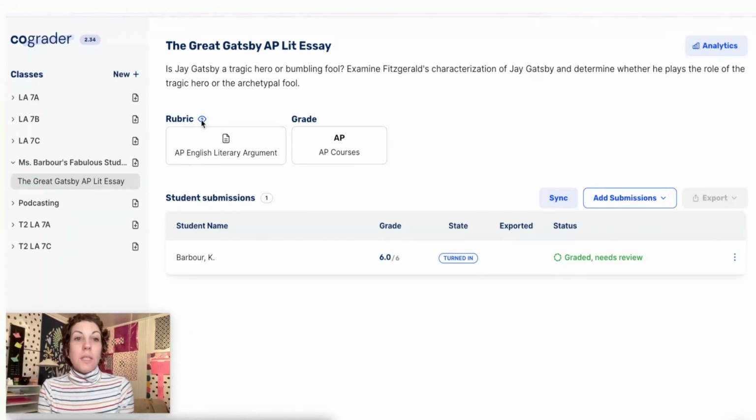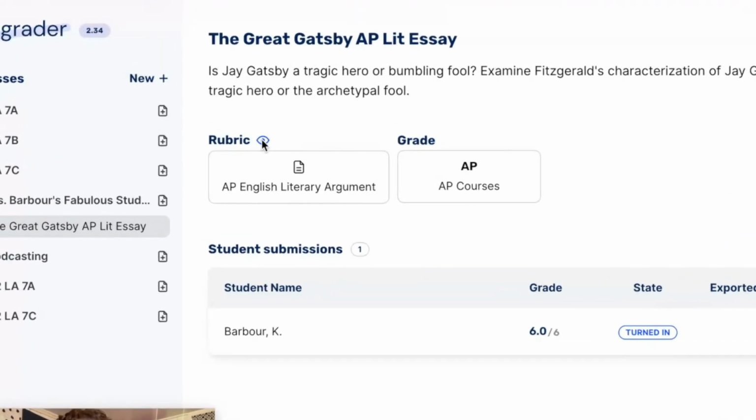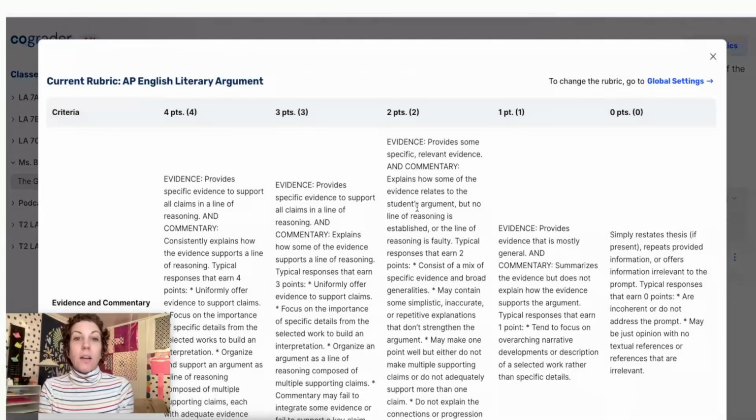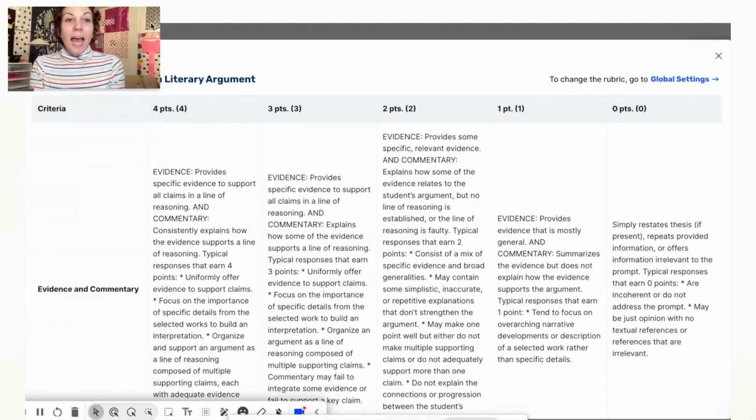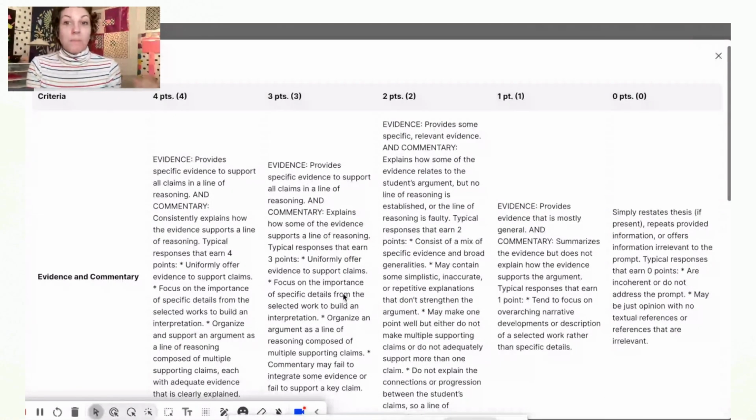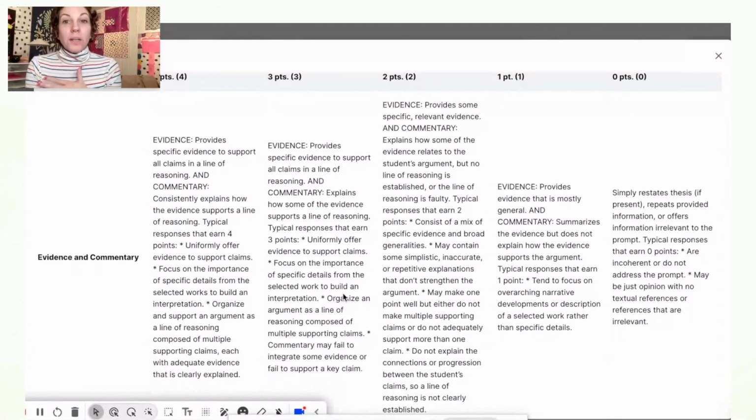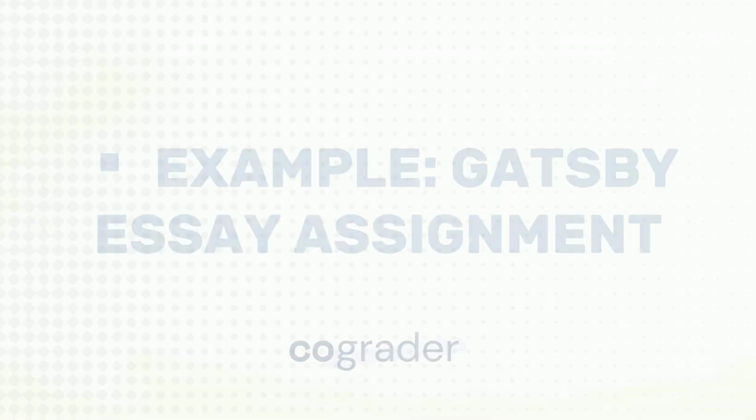Now, I chose the AP English Literary Argument rubric, and if we take a look at it here, you will see it is exactly what the AP provides to students. This is what you will find on the internet. This is what you will find in all of your AP materials. It is exactly what the advanced placement people have created, but CoGrader just has it in there for you already.